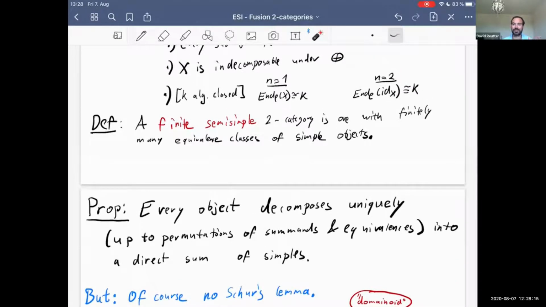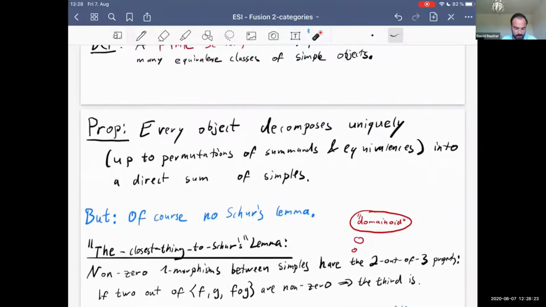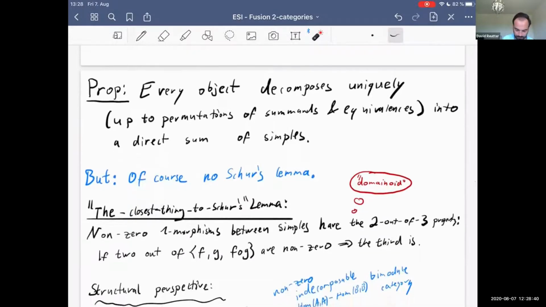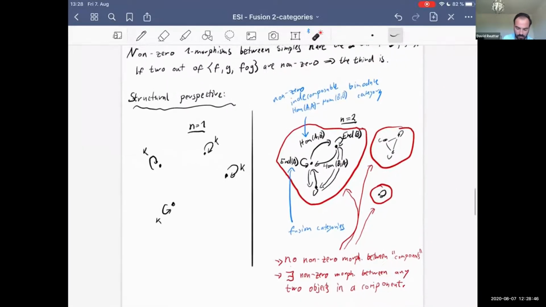So let's zoom out a bit and look structurally at how this looks. Namely, the closest thing I have to Schur's lemma is that if I look at non-zero 1 morphisms between simples, they have a 2 out of 3 property. So if 2 out of f, g, and f composed with g are non-zero, then the third is. So non-zeroness is transitive, if you want. And this allows me to come up with the following structural perspective. Whereas in dimension 1, for semisimple 1 categories, essentially what I'm looking at is a collection of simple objects, all of which have endomorphisms k. So really what I'm looking at is just a finite set.